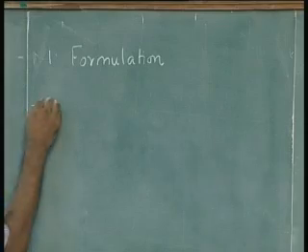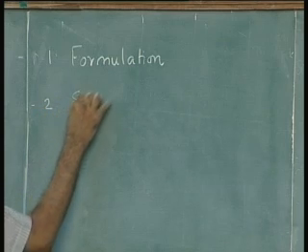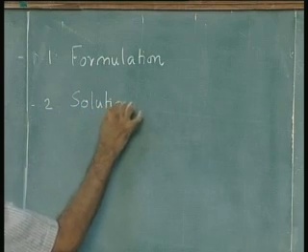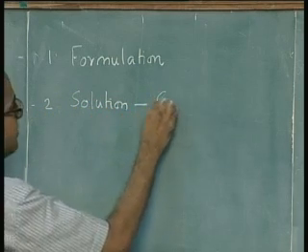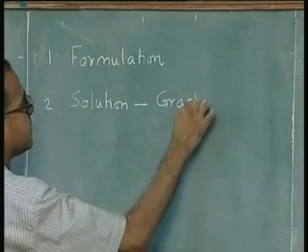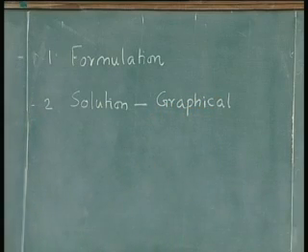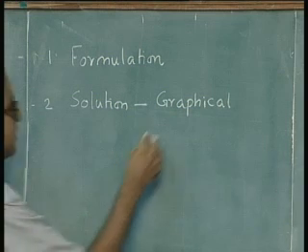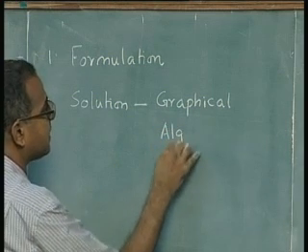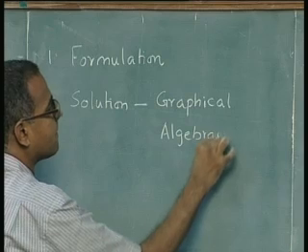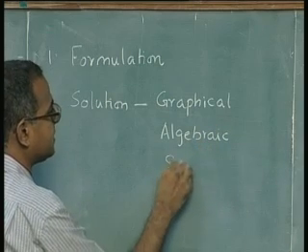Then we looked at solving the linear programming problem. Under solution we saw 3 aspects: the graphical method, which is applicable to a 2 by 2 problem, or to any 2 variable problem irrespective of the number of constraints. We saw the algebraic method, and then we saw the simplex method.